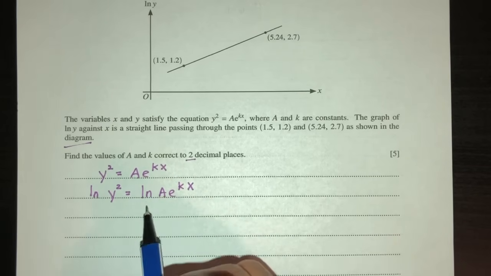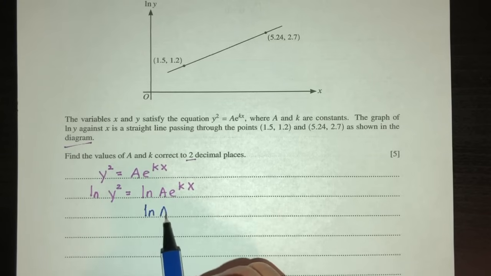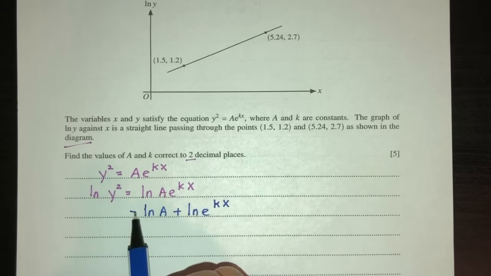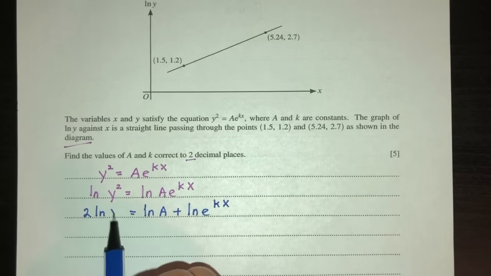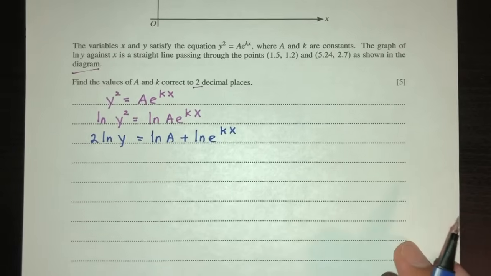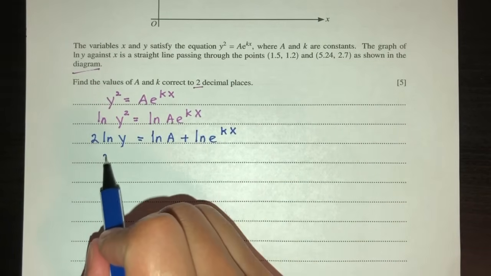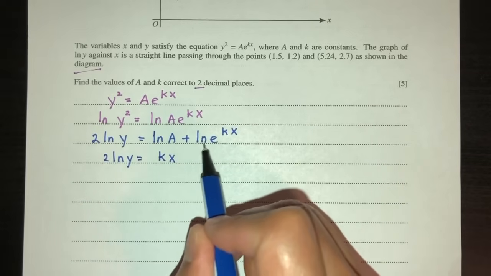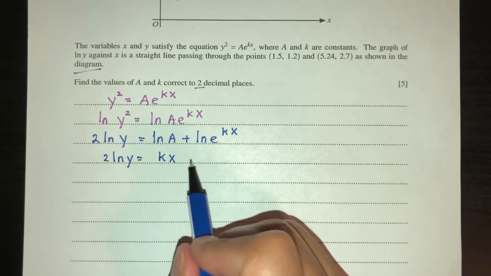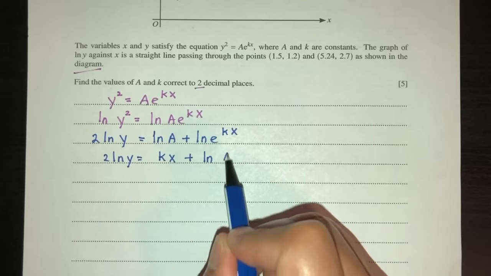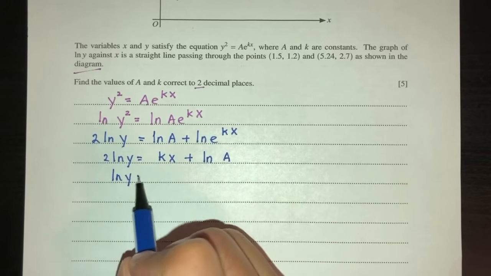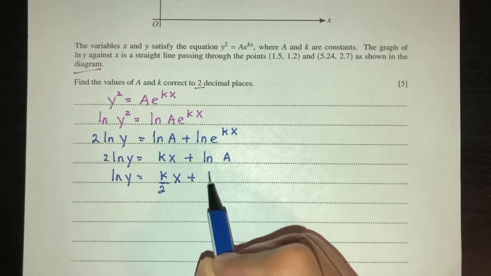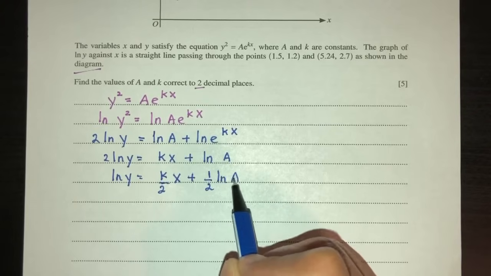As you guys know here, we can expand this to ln a plus ln e^(kx), and here we'll have 2 ln y. Now next step, we can simplify more. You will have 2 ln y equal to kx. ln e is equal to 1, so it becomes kx plus ln a. So ln y is equal to k divided by 2 x plus half ln a.